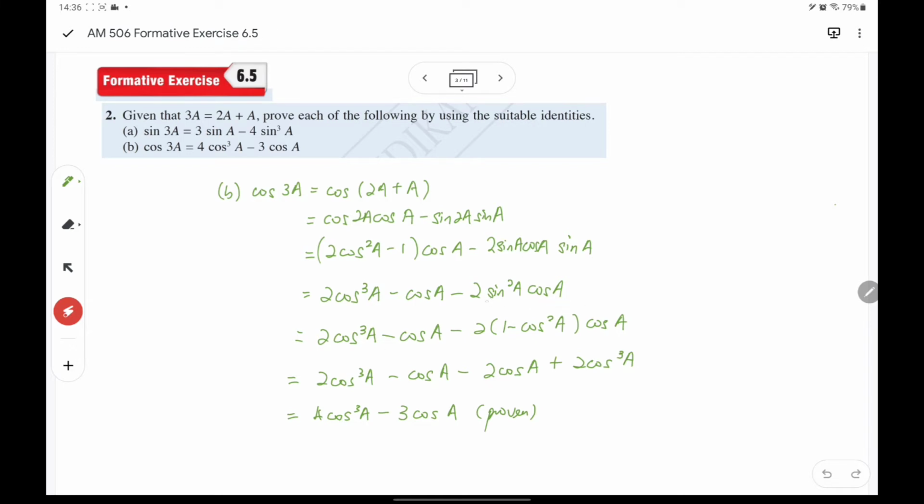So we don't want any sine function here. So we change the sine square into 1 minus cosine square A. There we have 2 cosine cube A minus cosine A minus 2 cosine A plus 2 cosine cube A. So we have 4 cosine cube of A minus 3 cosine A. Prove it.